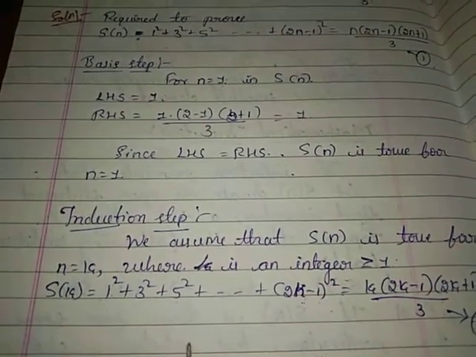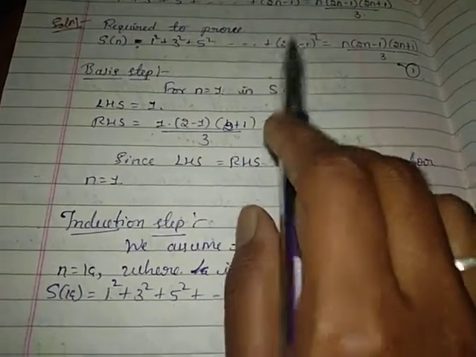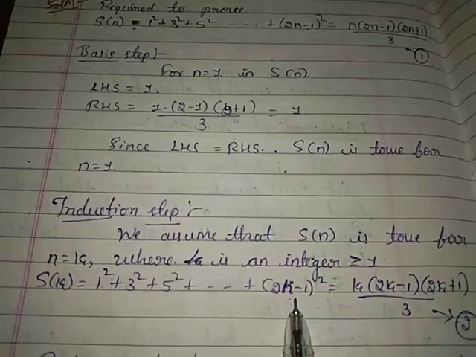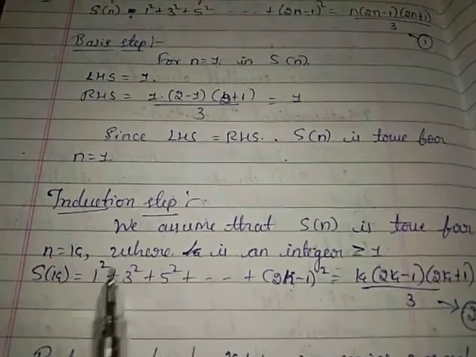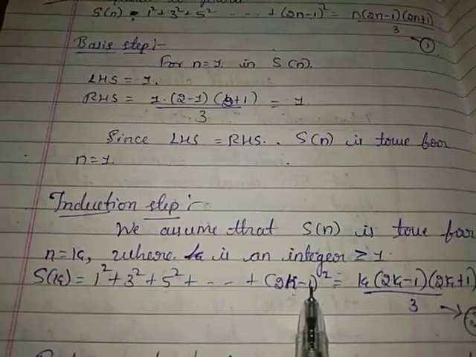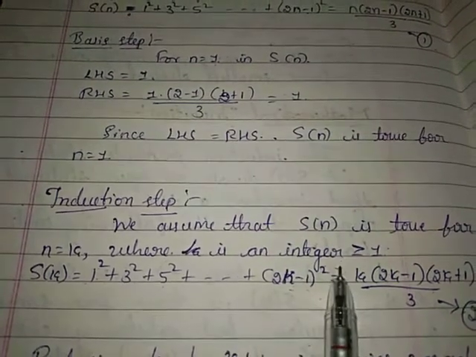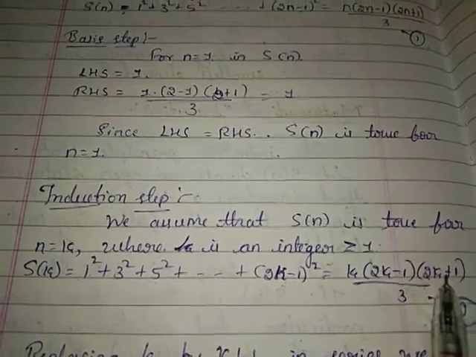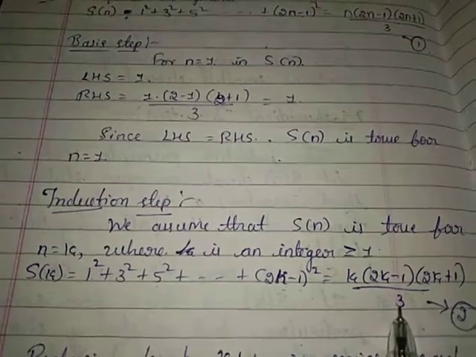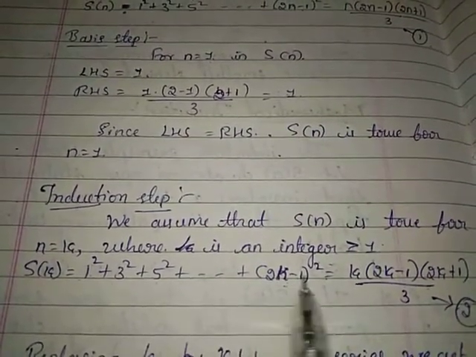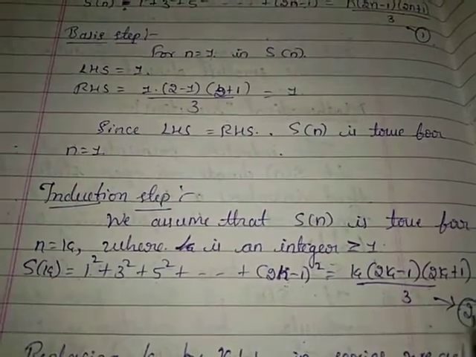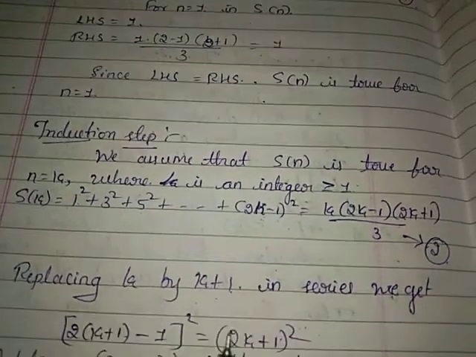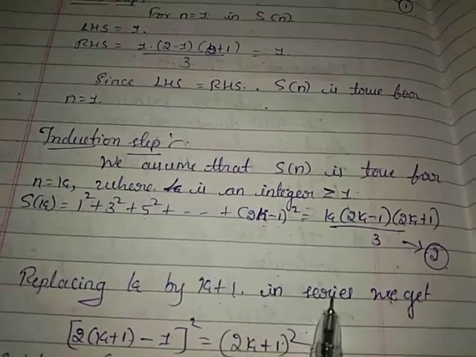So just rewrite the statement, writing k instead of n: 1 square plus 3 square plus 5 square and so on plus (2k minus 1) whole square is equal to k into (2k minus 1) into (2k plus 1) divided by 3. We are assuming this statement is true, and consider this as equation 2. So in the next step we have to replace k by k plus 1.